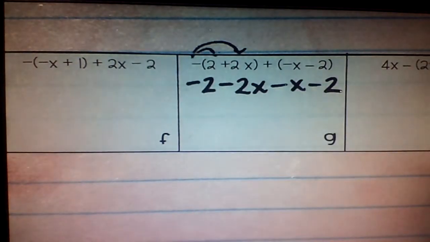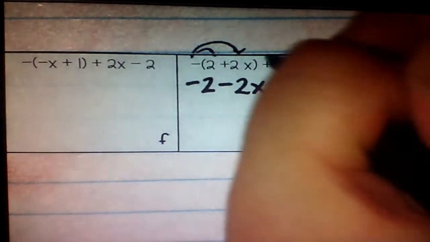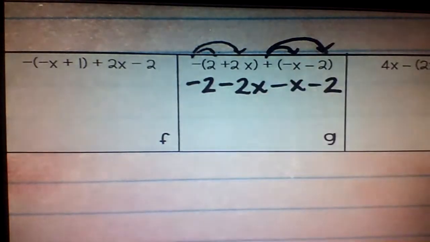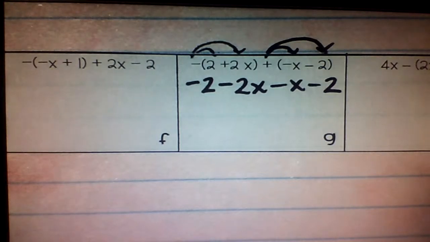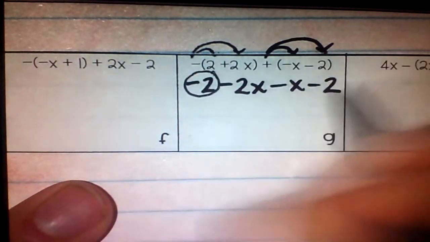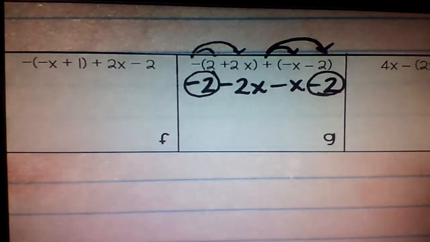Am I finished? No, no, no. Okay. Vanessa, what should I put together to finish this off? Okay, so the negative 2 and the negative 2. She said these two negative 2's go together. They don't. Negative 2 plus a negative 2. If it was a negative 2 and a positive 2, they would cancel out.